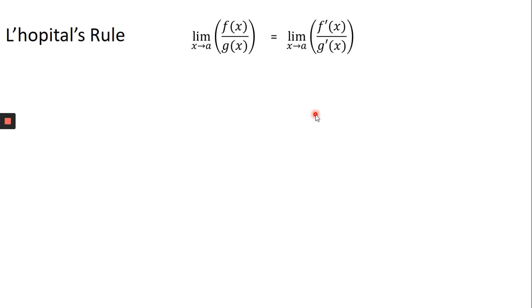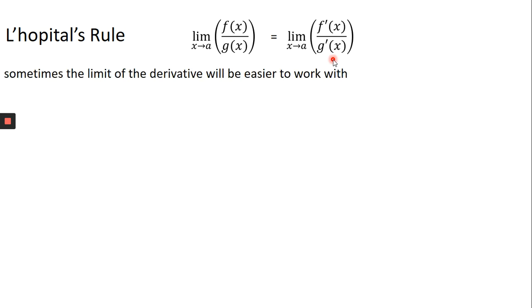What is his rule? So what he's saying is the limit of two functions will be the same as the limit of their differentiated functions. Can that at all be useful? How on earth would he have come up with that? So sometimes the derivative is easier to work with.